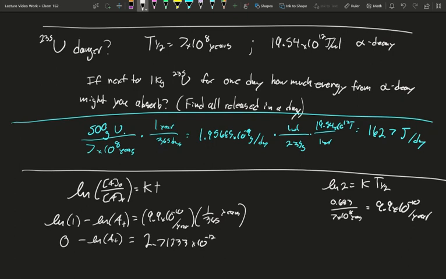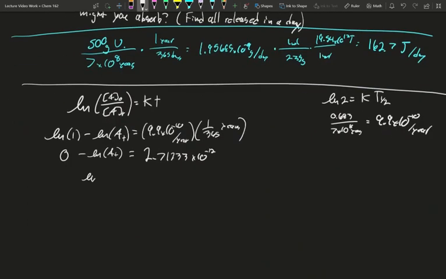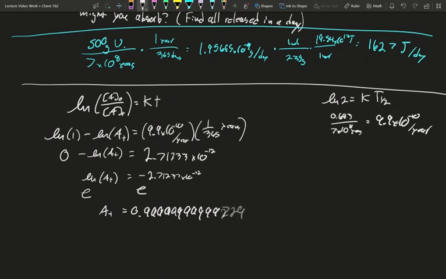Well, I can subtract 0 off both sides and rearrange. The natural log of my fraction of the concentration at time is equal to negative 2.71233 times 10 to the minus 12. Taking e to both sides, the fraction that is remaining is 0.99999999729. Most of it remains. Very tiny fraction of it has been lost. But some has. So what's been lost?